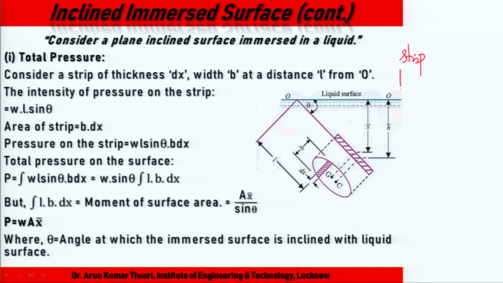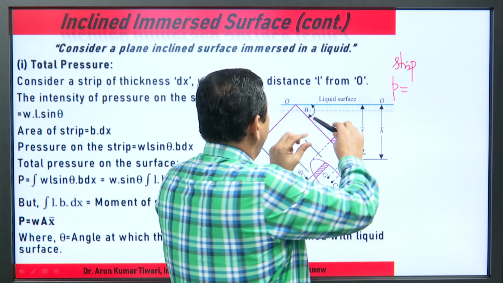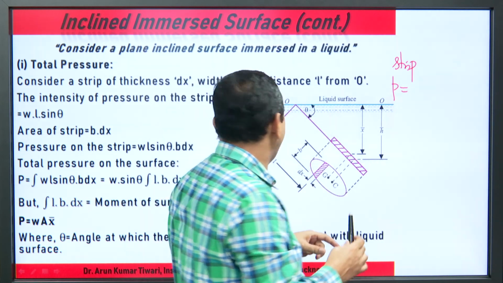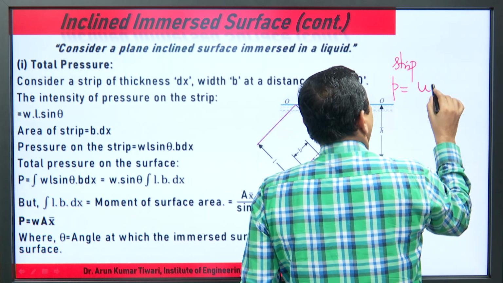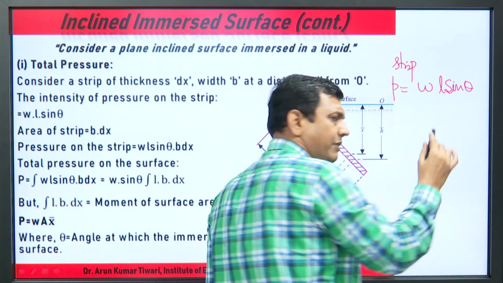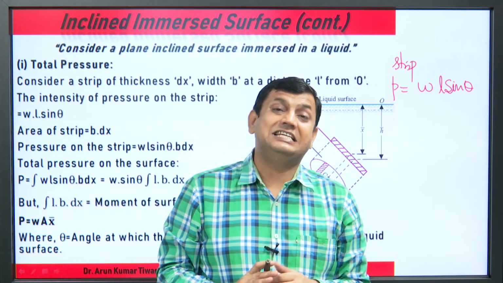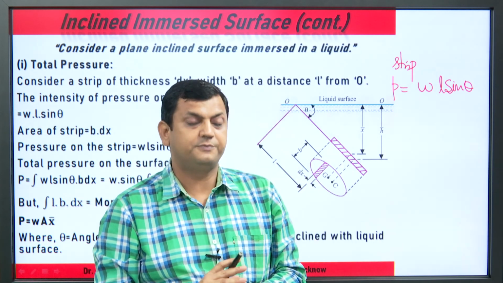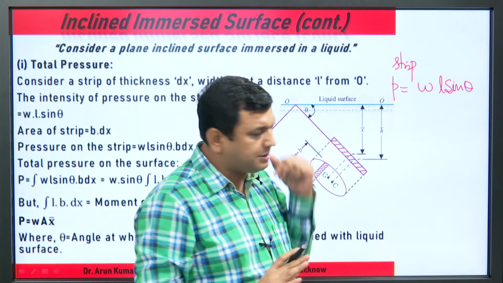So the intensity of pressure, small p, is w into x. In this case, what is the x? Because we take it vertical, this angle is theta, so cos theta, sin theta. So this component is w into L sin theta, because it becomes vertical. This is the pressure intensity.